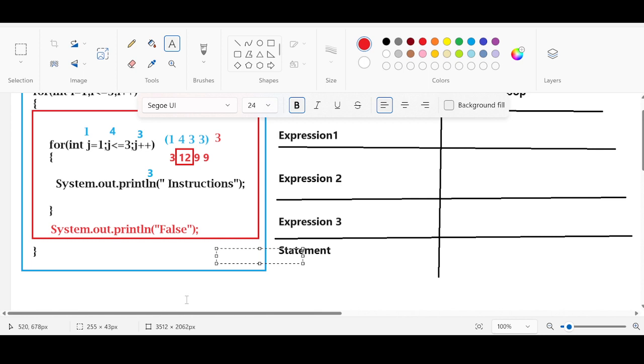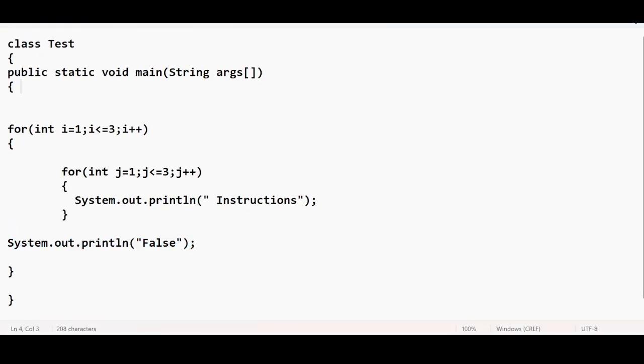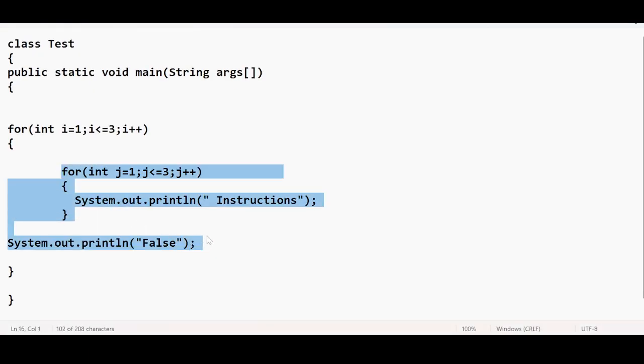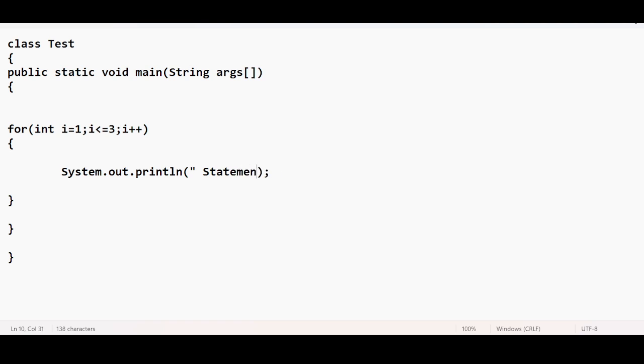So, again, there is one more conclusion. Okay, just look at this in this way. Just imagine that you don't have the inner for loop, just for our imagination. I am having a statement System.out.println. Statement. Okay, so now you know the count.